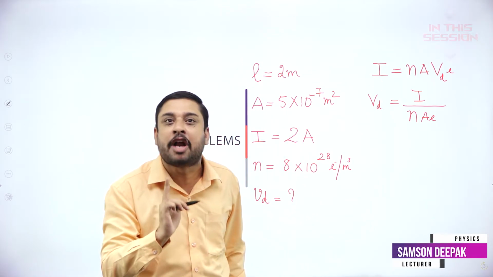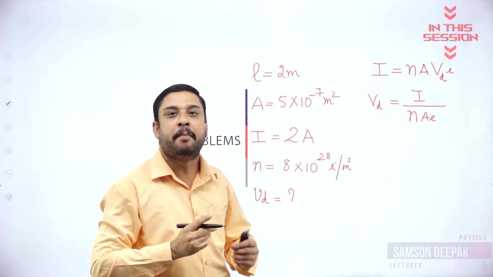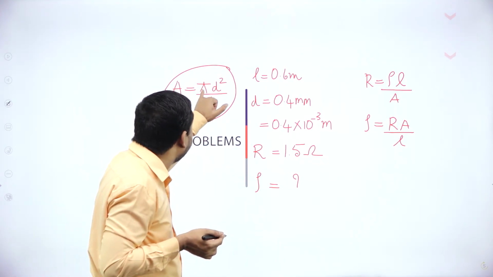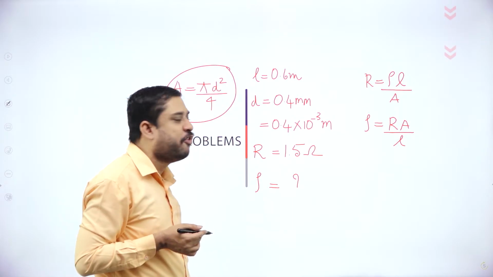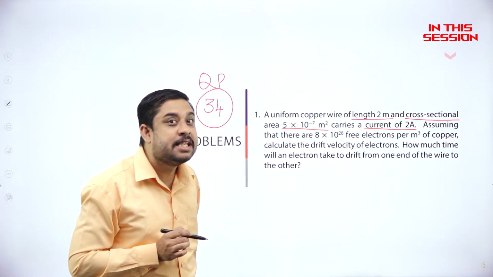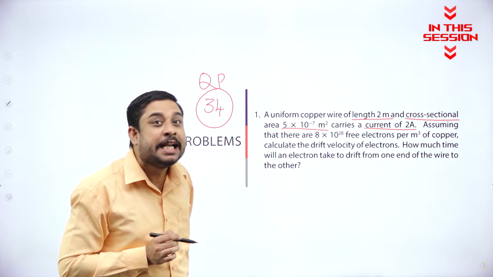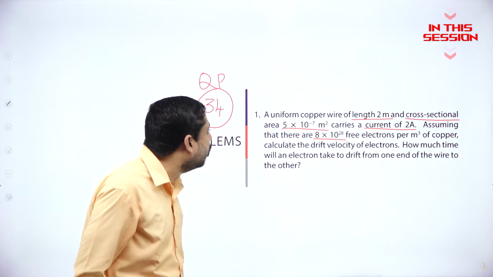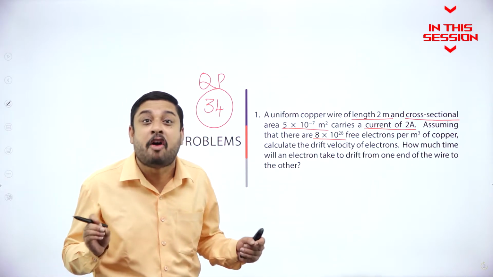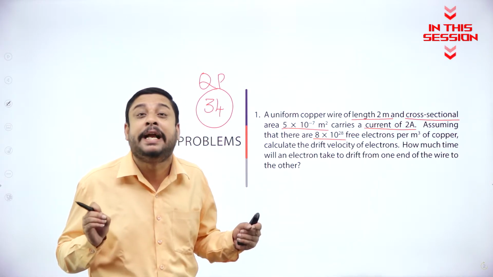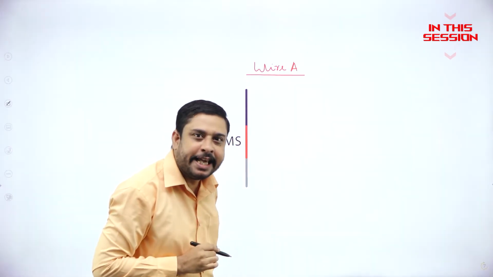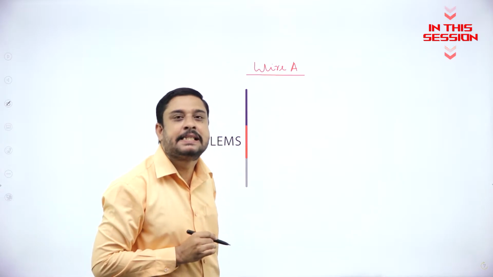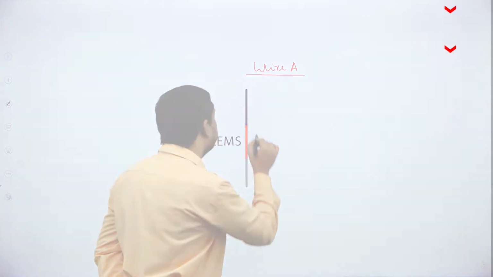The moment you write the formula correctly, you get 1 mark. R is D by 2, so area is pi D square by 4. If you analyze, I have already got 3 informations. Per meter cube of copper, number of electrons per meter cube. Again we recall the relation between resistance and resistivity.